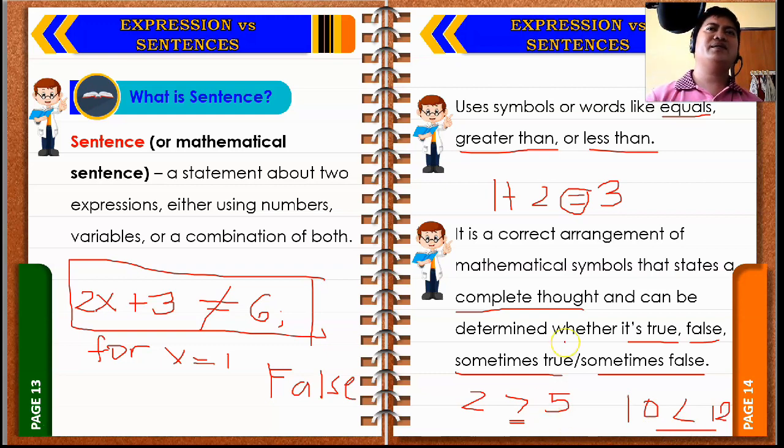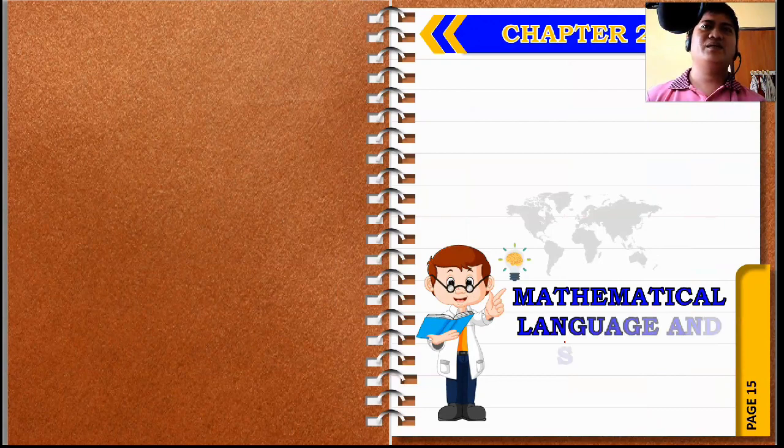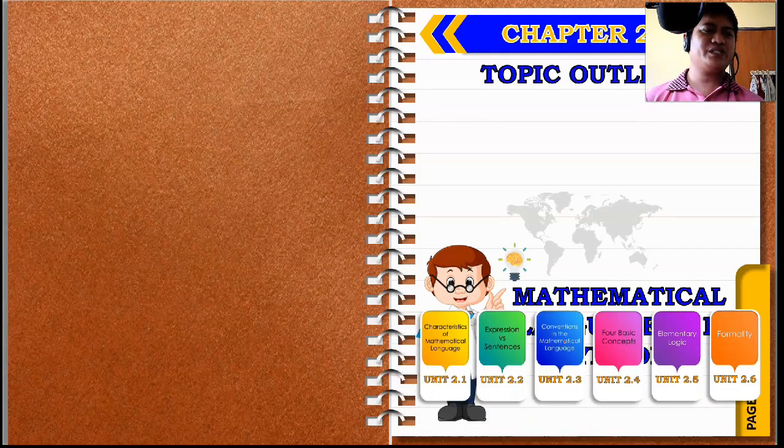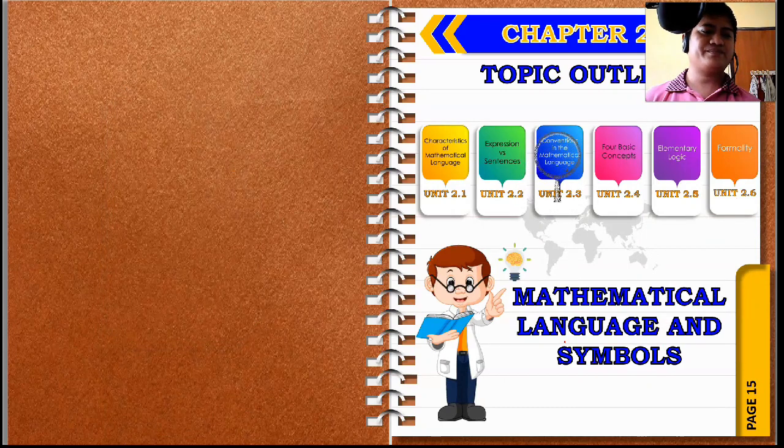So those are the differences between an expression and a sentence. So I hope you understand the basic definition of the two. Okay, so that's it for our topic 2.2. Now, let's proceed with topic 2.3, the conventions and mathematical language.